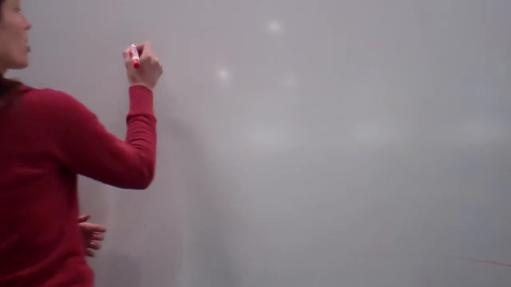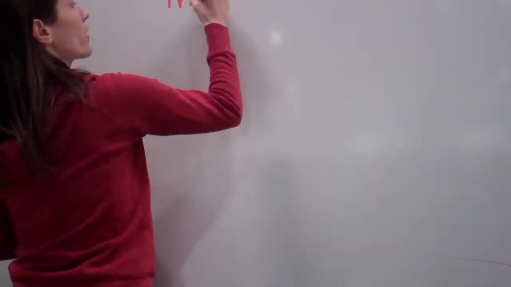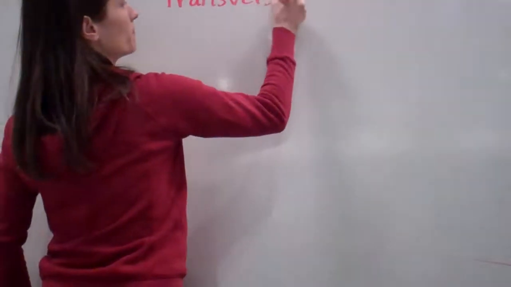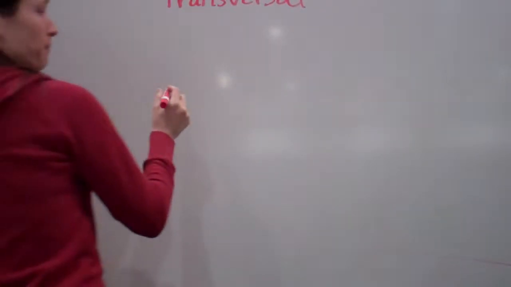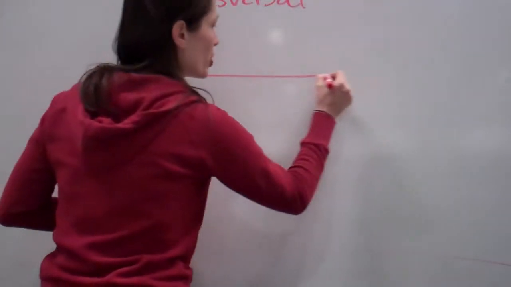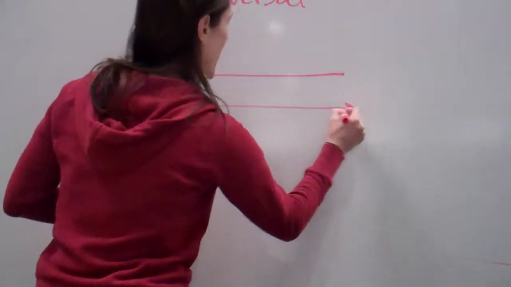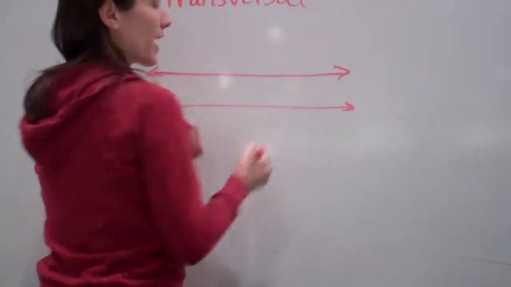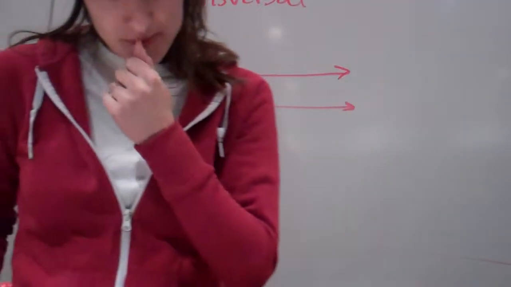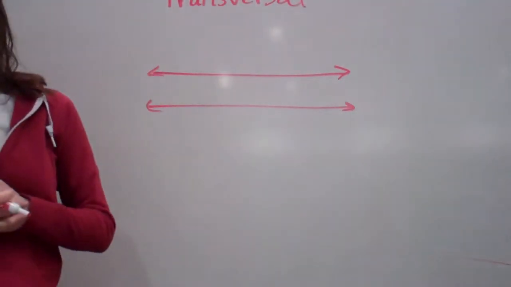Gracie. Okay. We're going to talk about something called transversals. Okay? Transversals. Now, I'm going to draw two parallel lines. Okay? Let me explain to you what a transversal is.